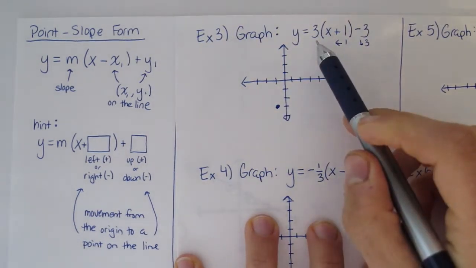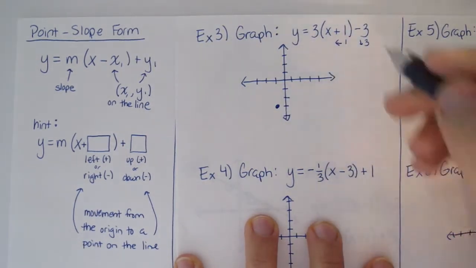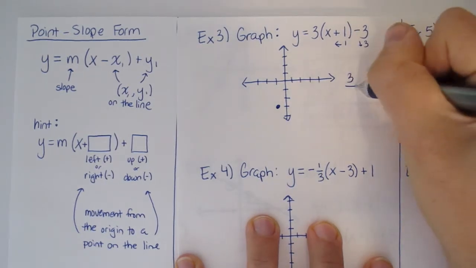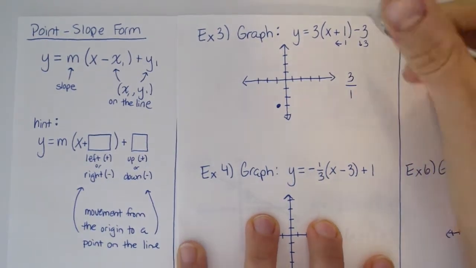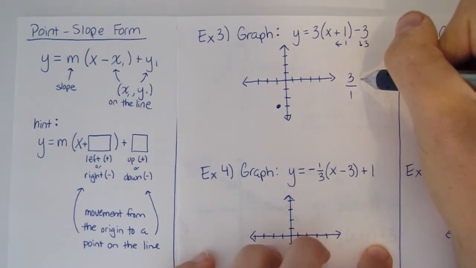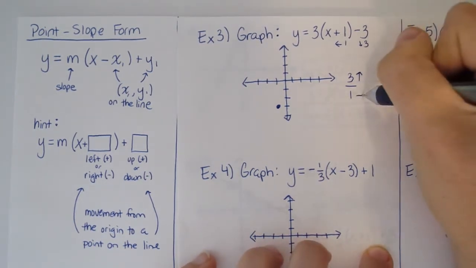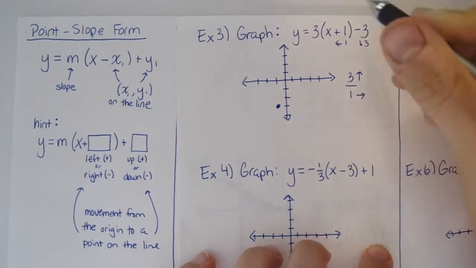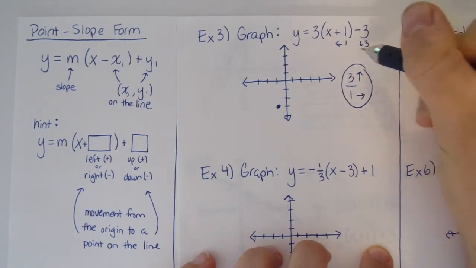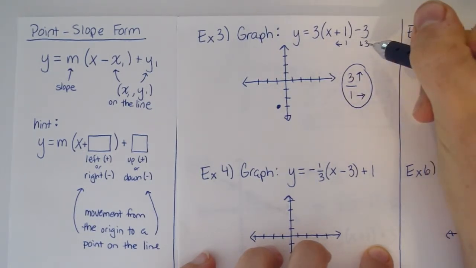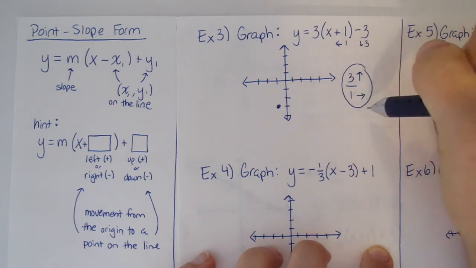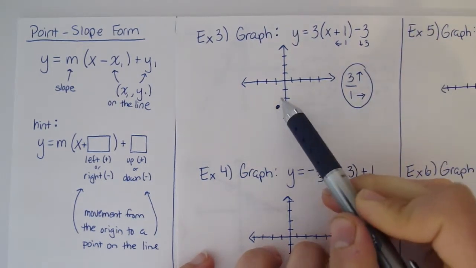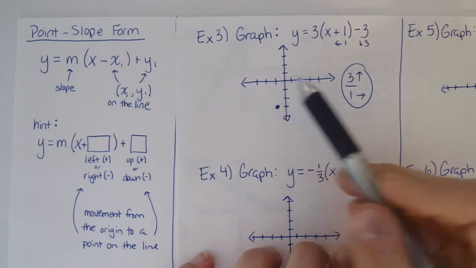And the slope is given to me. The slope is 3. So I always like to write my slope as a fraction, 3/1, and this means rise over run. Since it's positive, I'm going up, and you always go to the right. So this was the directions to plot my point. These are directions for where to go from my point. So from the point, I'm going to go up 3, right 1.